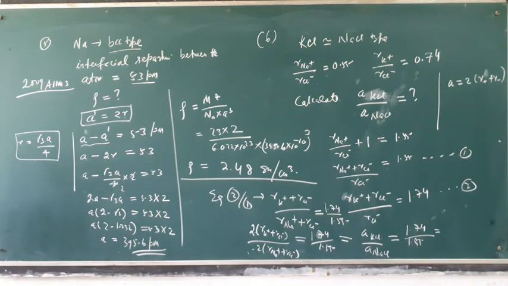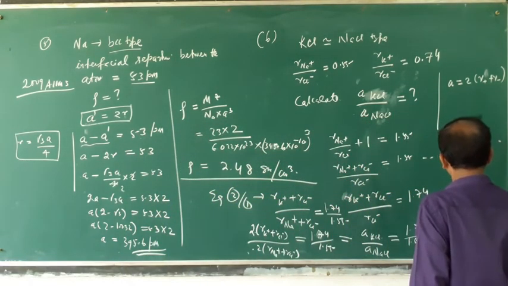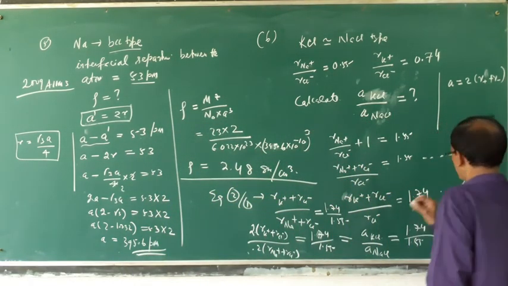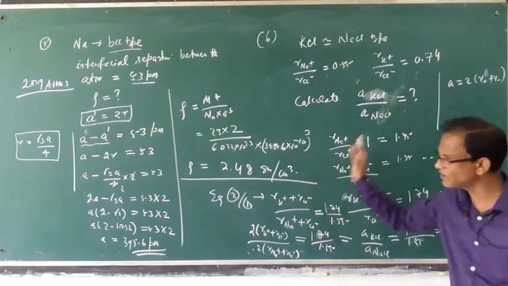Result is 1.122. This is your ratio of edge length of KCl and NaCl. But one thing, when you are solving the question for any competitive examination, try to avoid the step.